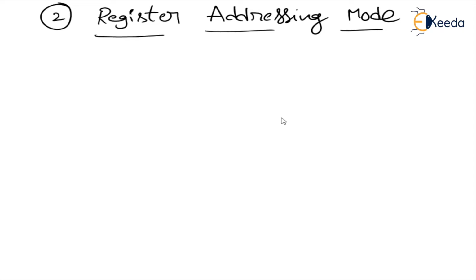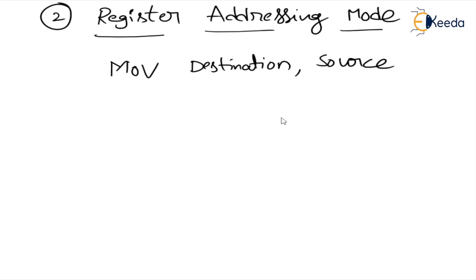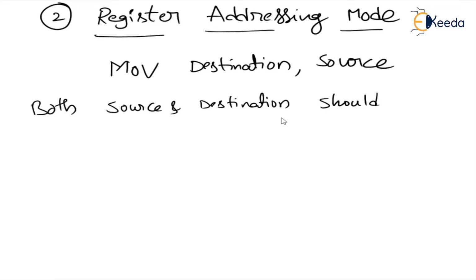Let us consider the syntax of move, which we already know. What is the syntax? Move destination, comma, source. Yes or no? This is the syntax, right? Here both source and destination should be registers. Then we can easily identify.